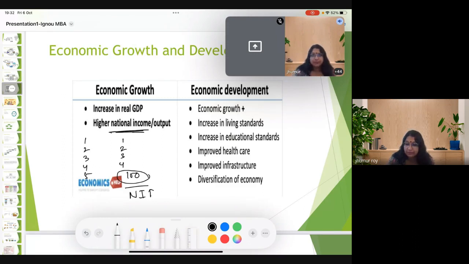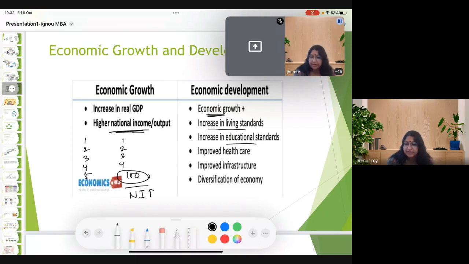Now, what happens in development is, we are talking about economic growth. We will study national income, but along with that, we want to see whether everything in the country has changed or not. So, has there been an increase in living standards? Have people got more money? Are they able to do better in life? So, that we are going to study through increase in living standards.